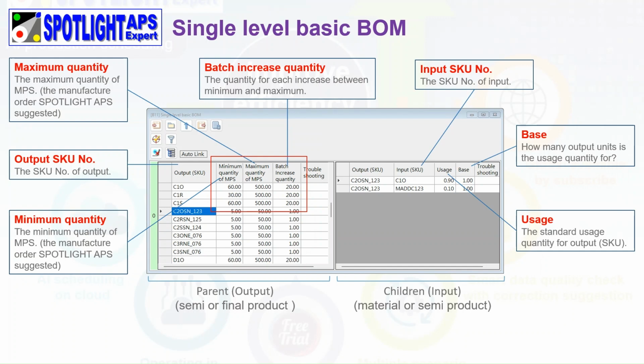A semi-product SKU number must be an output in a BOM, and may be put in some BOM input table. SPOTLIGHT APS will schedule the manufacture order of the semi-product first, then based on the produce date and quantity, schedule the final product manufacture order. Based on this concept, BOM data must be correct. If you import a new SKU number in either the parent or children table, SPOTLIGHT APS will accept this BOM data and auto-insert the new SKU number into the SKU master file.